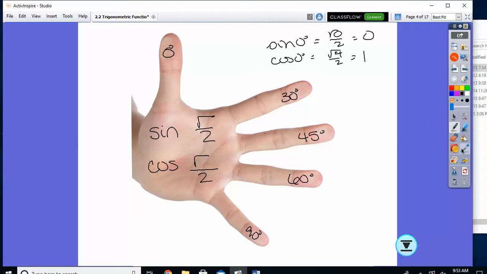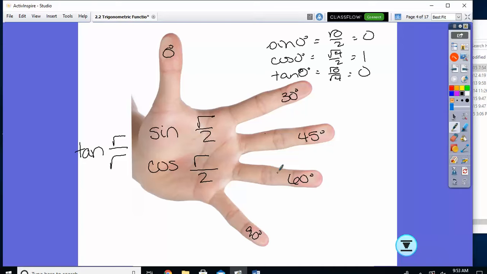is 1. If I wanted tangent, tangent is square root of the top over square root of the bottom. So tangent of 0, how many fingers above? 0. Below? 4. So we get 0 over 2, which is 0. So tangent of 0 is 0.